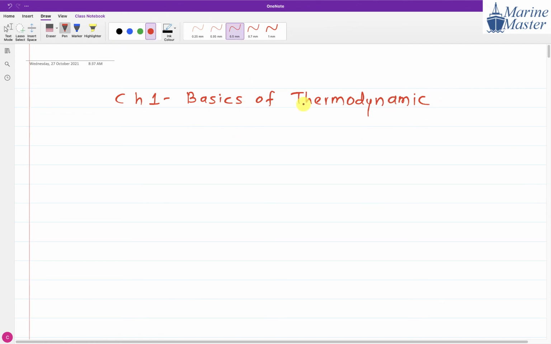Now, generally there is a question 1 from this chapter in our exam. It is not a compulsory rule, but generally it is a question 1 from our exam. What is Basics of Thermodynamics? This chapter belongs to question 1 from our exam.